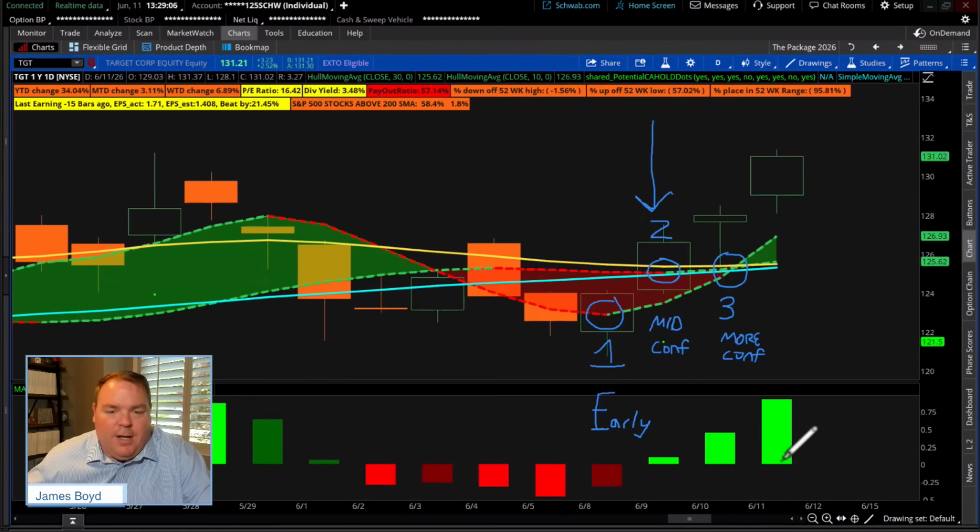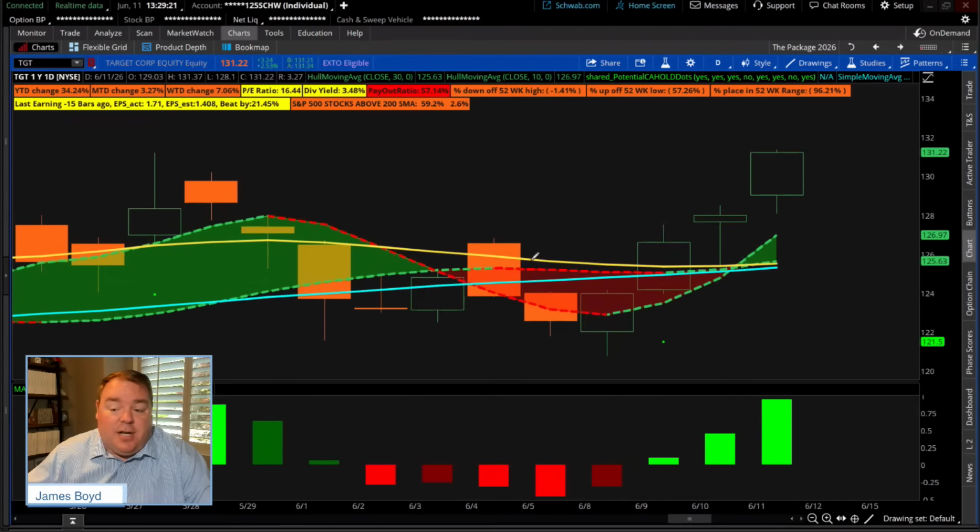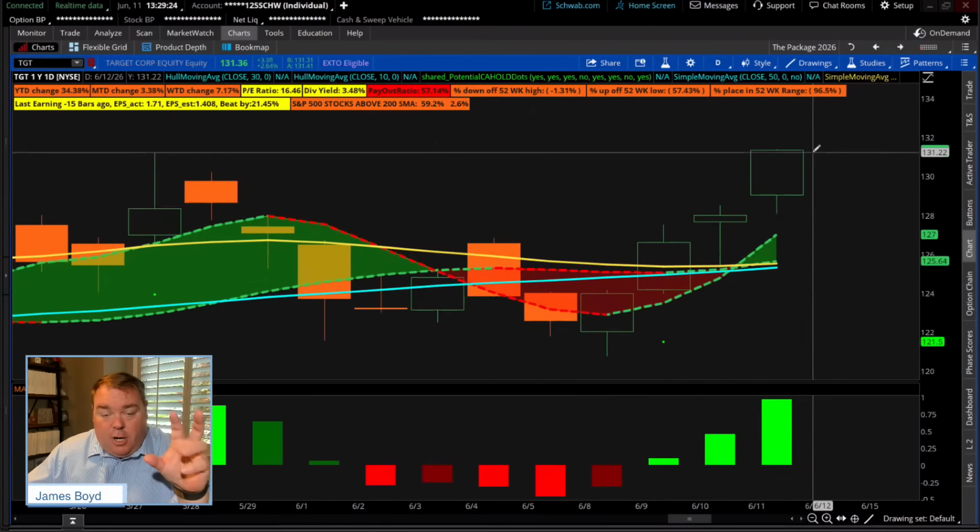Now, remember what we said before. The confirmation is not free, okay? To get 3, you got to wait more for the stock to actually go up, and that means the stock has moved more. You buy in 1, 2, or 3 doesn't guarantee it's going to go up. It's just saying that it's a setup at that point in time. Now, let's say the investor says, James, I don't trade options. I trade stocks. Well, let's go back and double check.